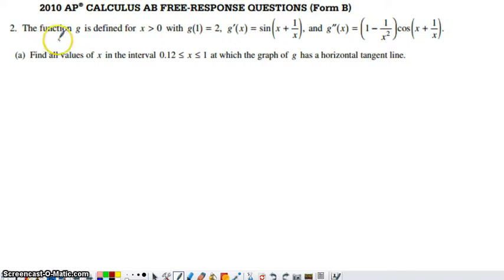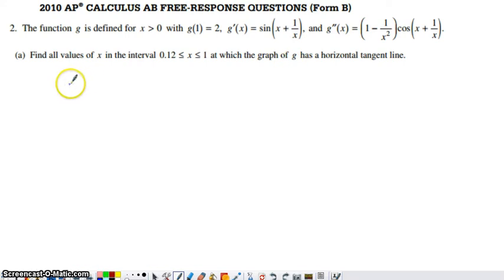But the problem statement tells us that g is defined for positive x's. We know that when x is 1, the function value for g is 2. We know the derivative of g, and we also know the second derivative of g. What they ask us to do in part A here is they want us to find all the values from 0.12 up to 1 where the graph of g has a horizontal tangent line.